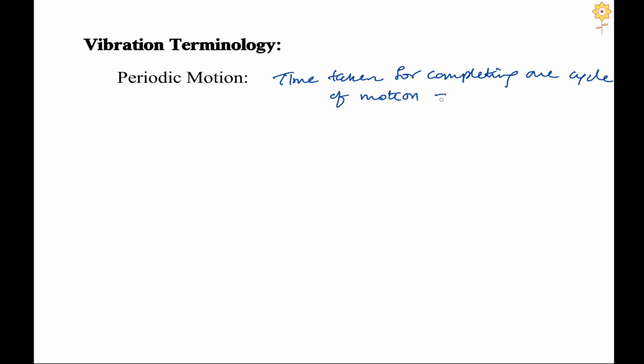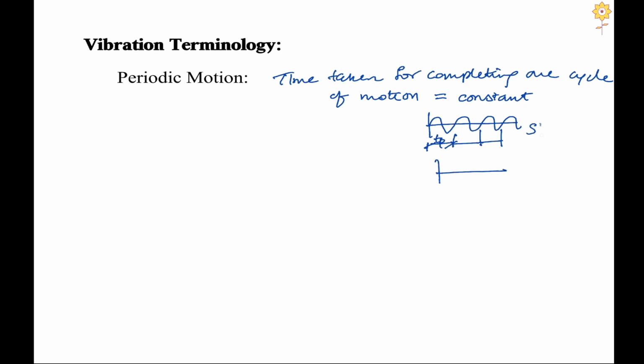Hence, I can say that the time taken for completing one cycle of motion is remaining constant for each cycle. So I can have different examples. So the time taken for completing one cycle is the same. So this time, all times are same for every cycle. So this is one of the examples.